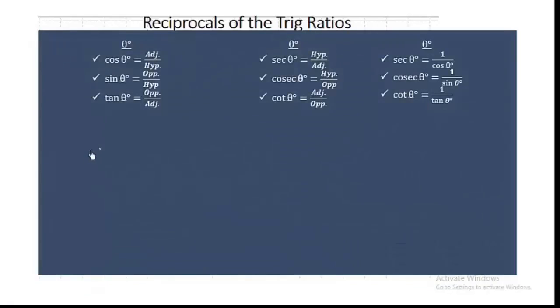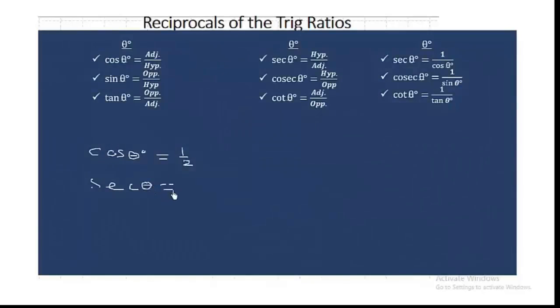So if we have cos theta degrees to be equal to 1/2, then sec theta will be equal to 2/1, which is the same as 2. So given any of the trig ratios, we can express one in terms of the reciprocal. Or if you know the reciprocal, then we can find the basic ratios.